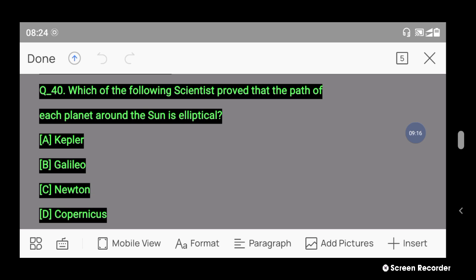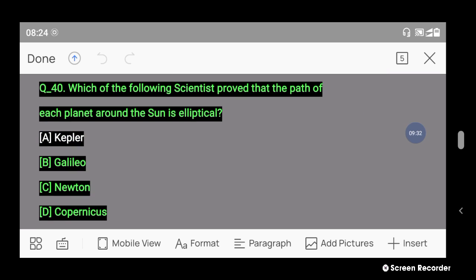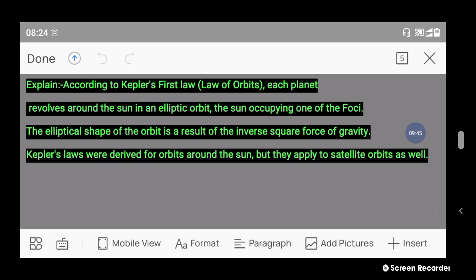Next question. What does question 14 say? Which of the following scientists proved that the path of each planet around the sun is elliptical? Which of these four options is correct? Number A, Kepler. Which of the following scientists proved that the path of each planet around the sun is elliptical? Question 14, explanation.